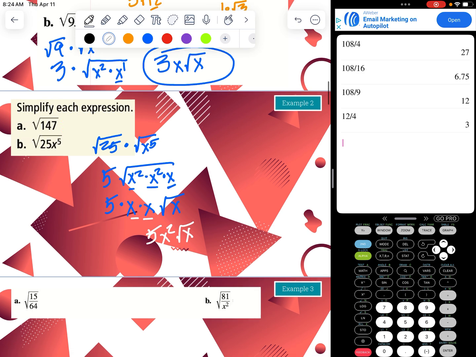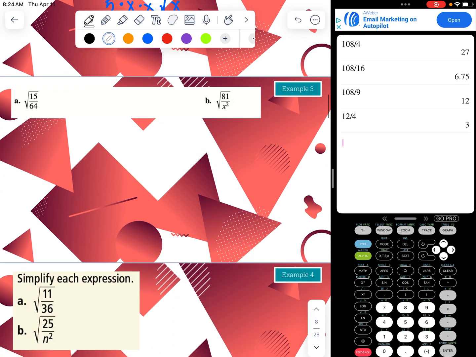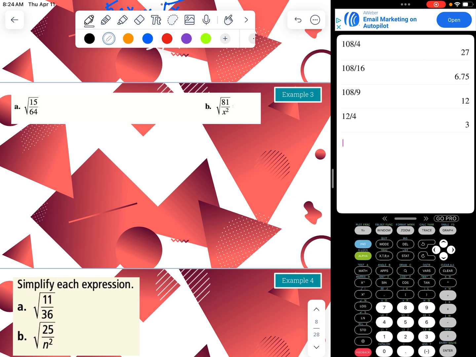A little bit tricky. Let's look at number 2 with fractions. Now here with fractions, we give the square root to both the top and the bottom, and then we simplify what we can. 64 is a perfect square. That would give me 8. Numbers that go into 15 would be 1 and 15. Well, neither of those are perfect squares, and 3 and 5. Neither of those are perfect squares. So I'd have to leave my answer as the square root of 15 over 8.